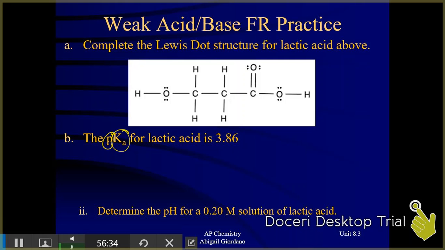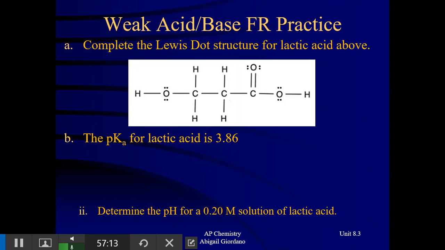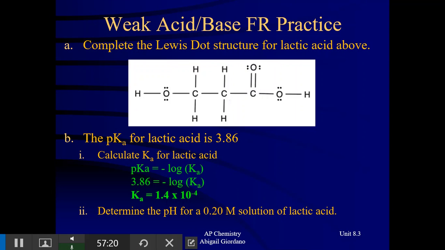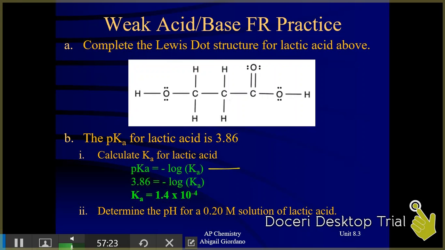So if you were asked to solve for the Ka, you just have to undo that log. It would be like solving for the hydrogen ion concentration when given a pH. By the way, this equation right here is printed on your equation sheet should you ever forget it. I plugged in the pKa, and thus I was able to invert that logarithm and solve for the Ka. And that's a number that does make sense. It's small. Weak acids should have small Ka values.